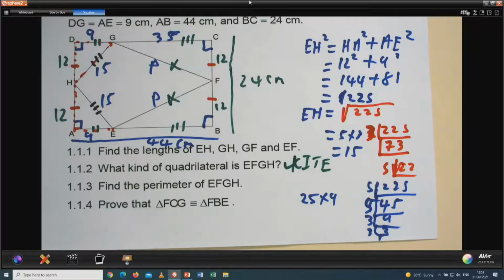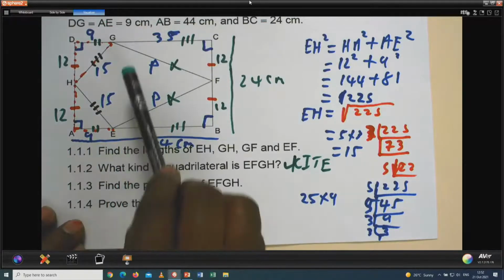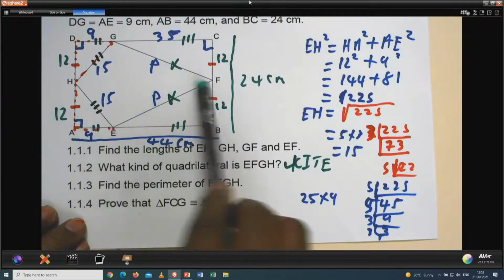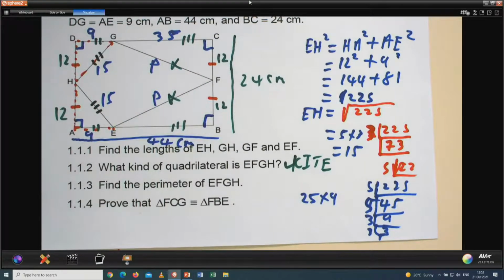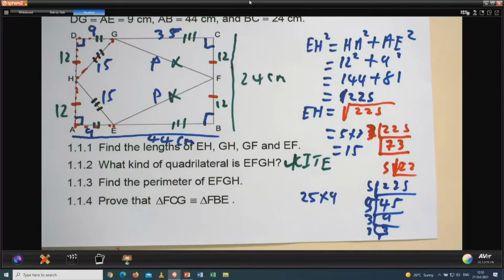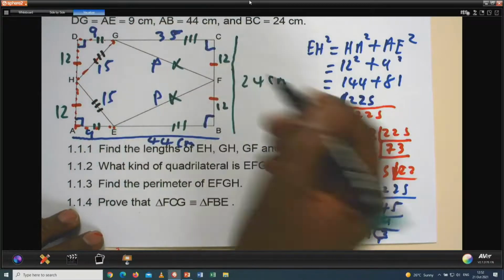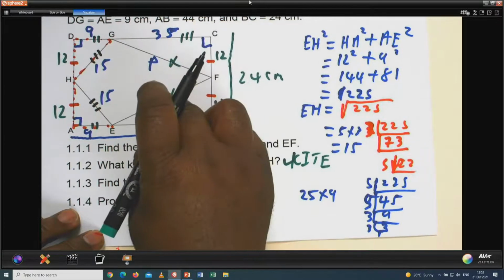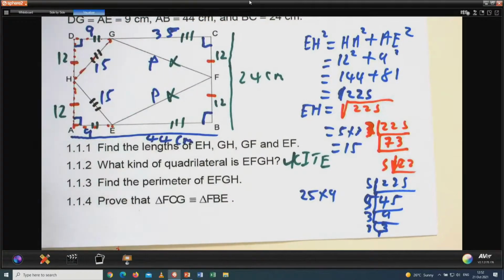Now they are looking for the perimeter of EFGH. What is perimeter? Remember, I said the outskirts, your fence, your surroundings. Obviously, this side is 30, and whatever you get out of Pythagoras there, so it's this value plus this value plus this value plus this value. You add them to get your perimeter.